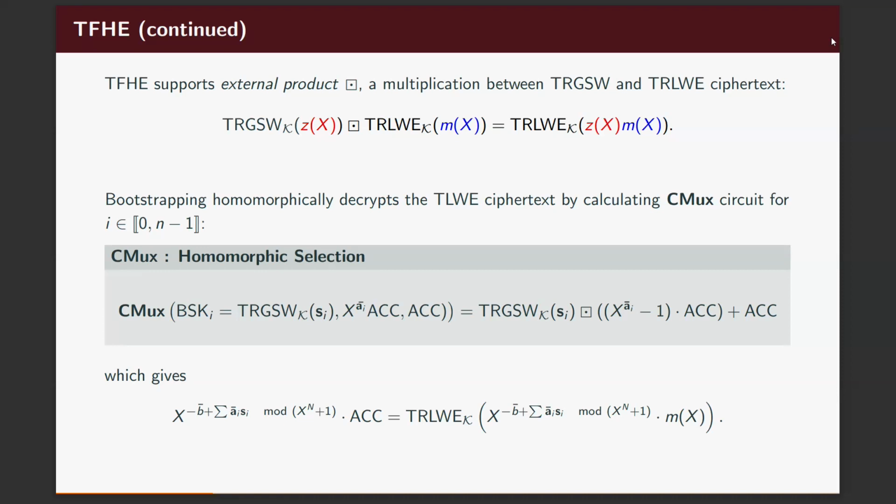After the evaluation, it returns the ring LWE ciphertext encrypting the rotated m(X), which is rotated by the amount of the message the LWE ciphertext holds.